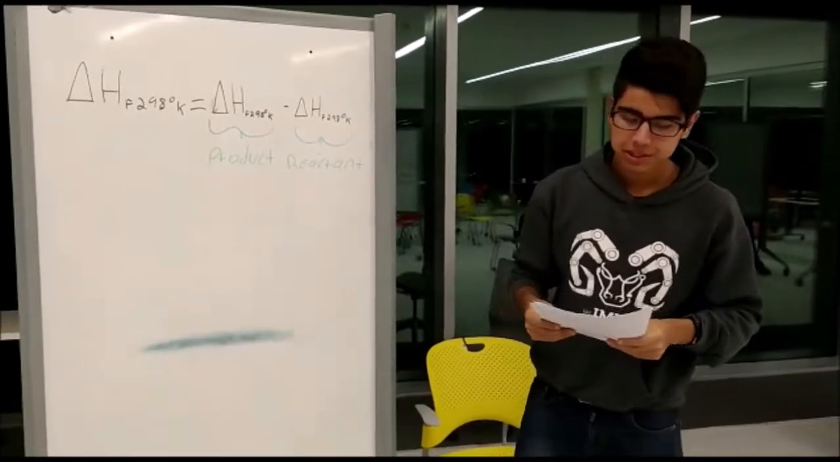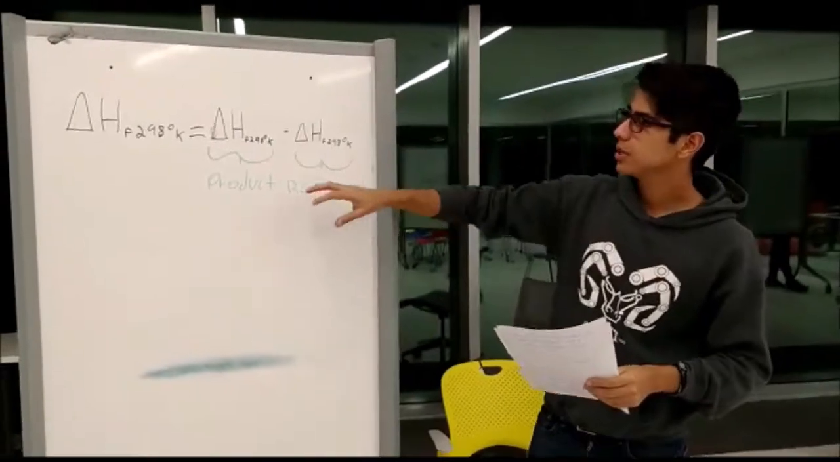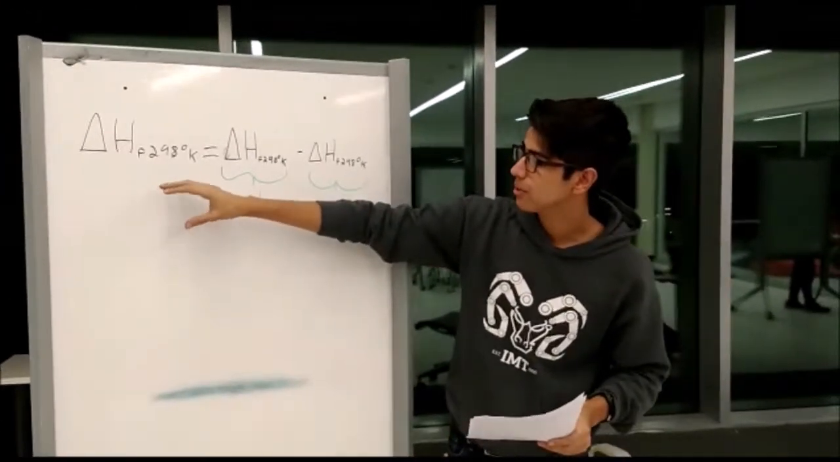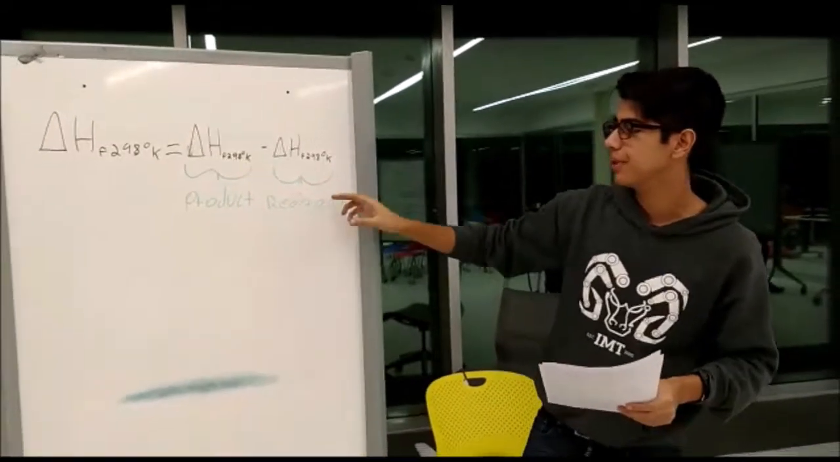The second problem is to calculate the total enthalpy of formation, for which this formula is used: the total enthalpy of formation is equal to the enthalpy of formation of the products minus the enthalpy of formation of the reactants.